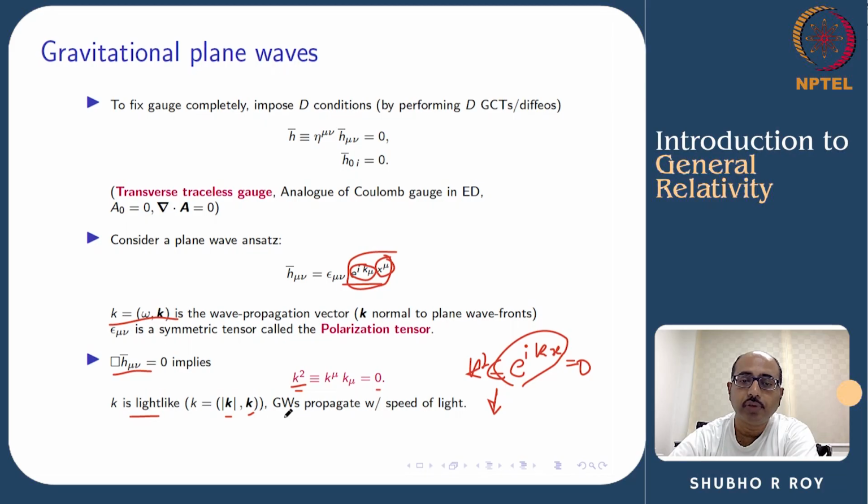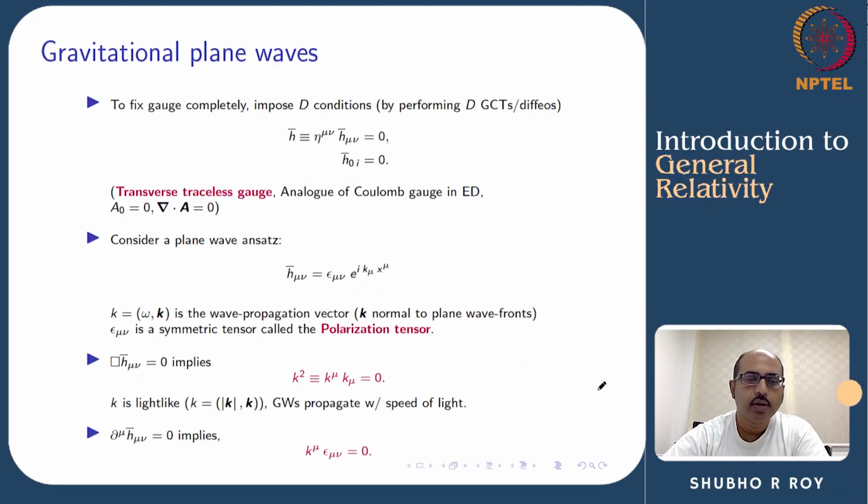In other words, gravitational waves propagate with the speed of light, because omega over k gives you the speed, and this is equal to 1 because omega is equal to mod k. So they propagate with the speed of light, gravitational waves.